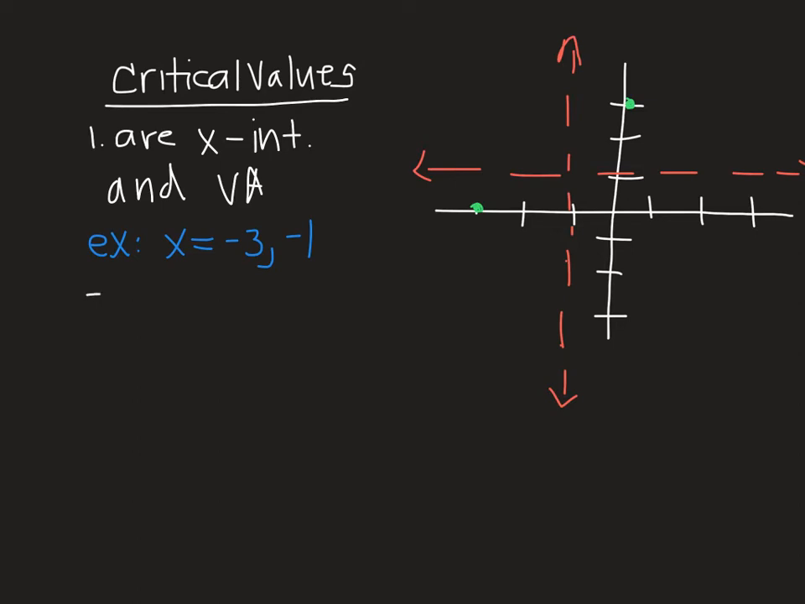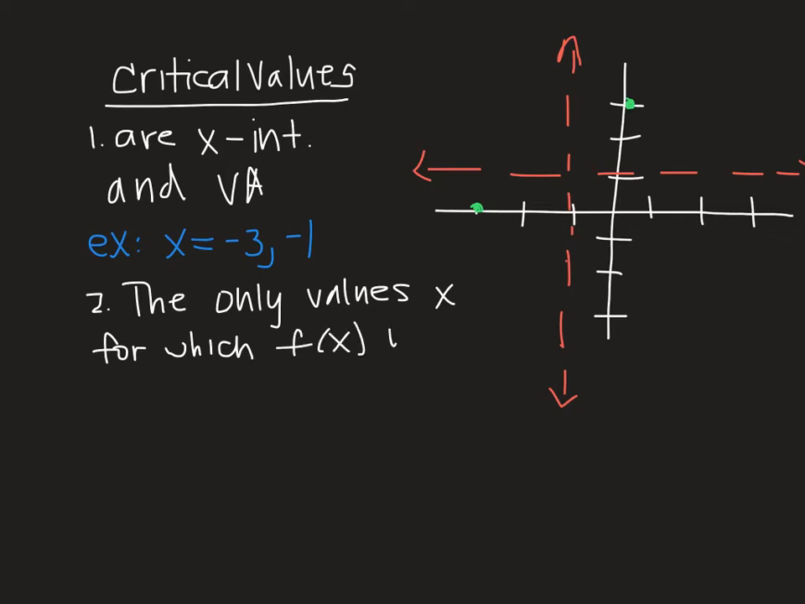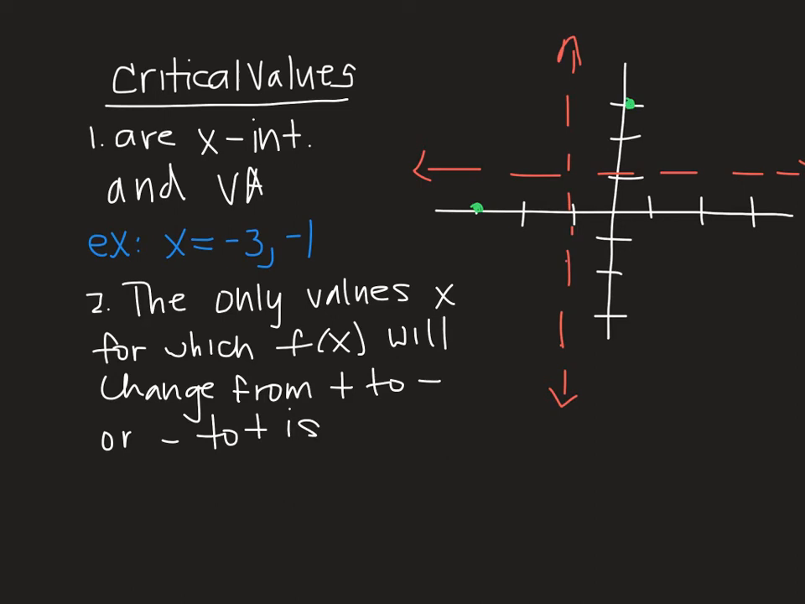Okay, so we've identified what they are. Now we need to know, well, what in the world do they tell us? Let me be more technical or mathematical about it: the only values of x for which a function f of x will change from positive to negative, or the other way, negative to positive, is at a critical value, and I'm going to abbreviate critical value, CV. So the only place that this graph is going to change from being above the x-axis to below the x-axis is at one of these 2 critical values, and the other way around, from above to below or below to above.